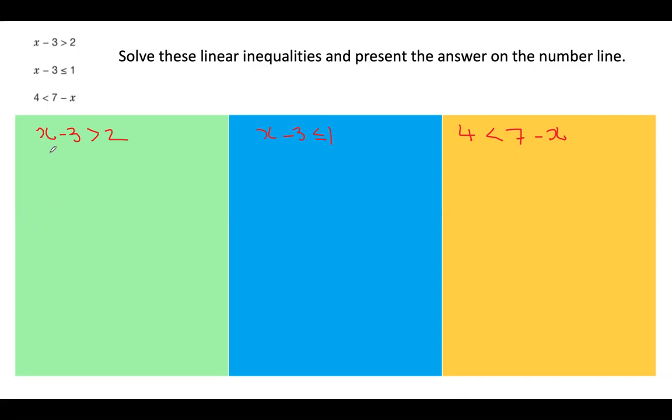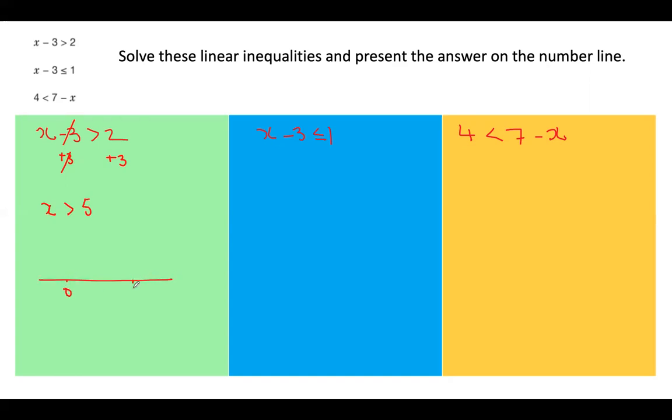Okay, let's have a look at question number 1. x minus 3 bigger than 2. We need to get rid of the minus 3, which I call a loose number, far away from the x. To get rid of the minus 3, you have to add 3 on both sides of the inequality. So plus 3, plus 3. That's how you eliminate minus 3. So x bigger than 2 plus 3 is 5. x bigger than 5. Then draw a number line.